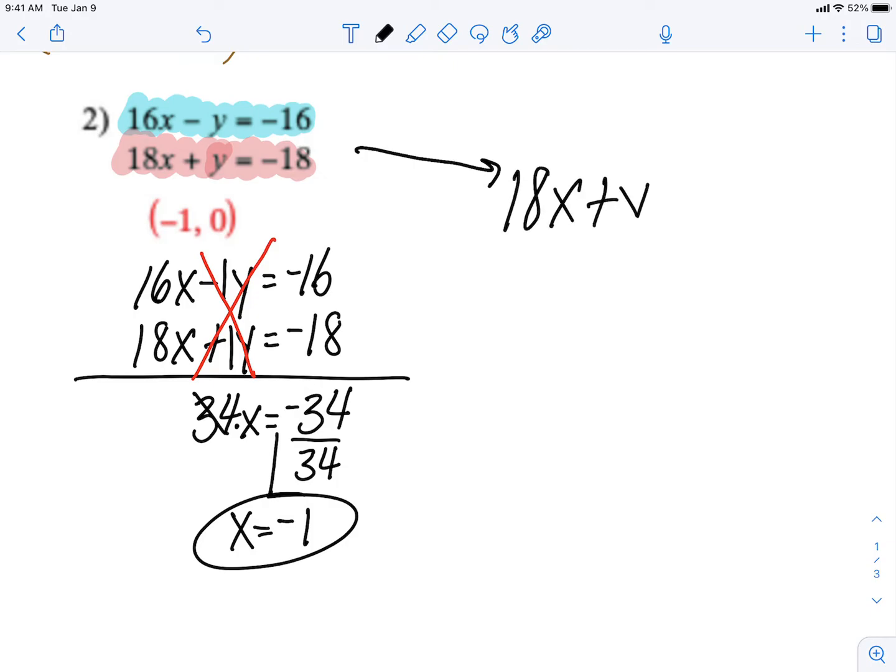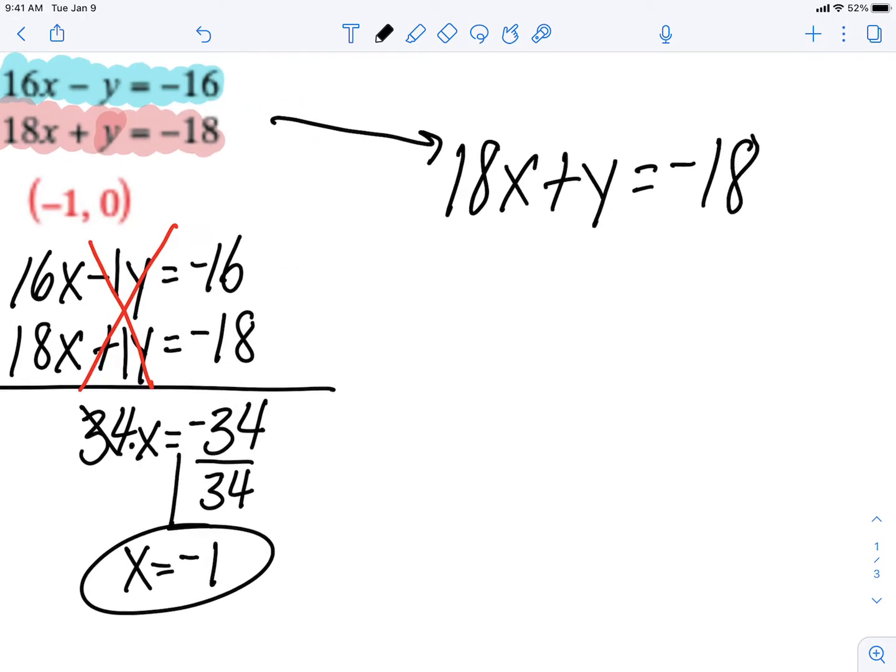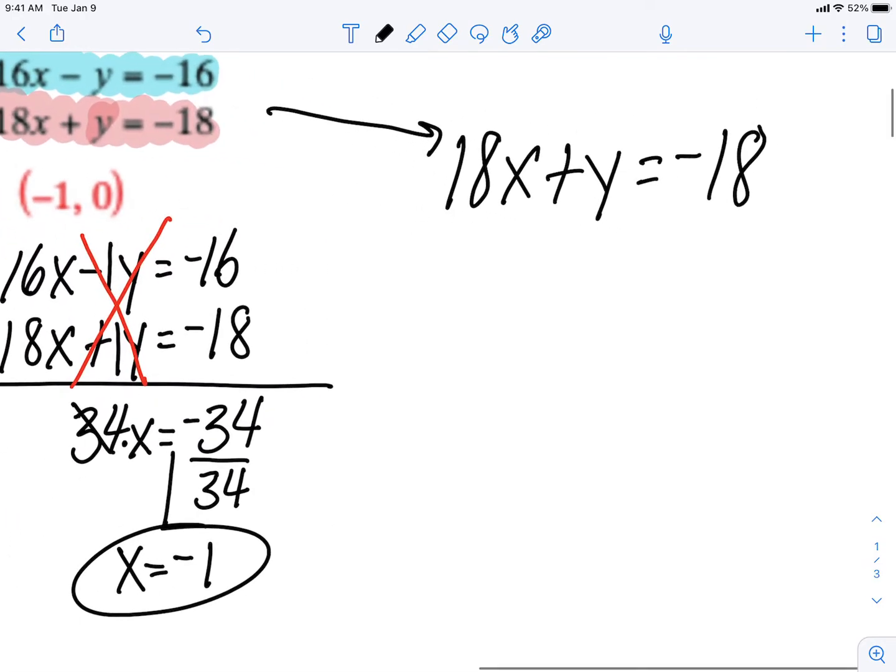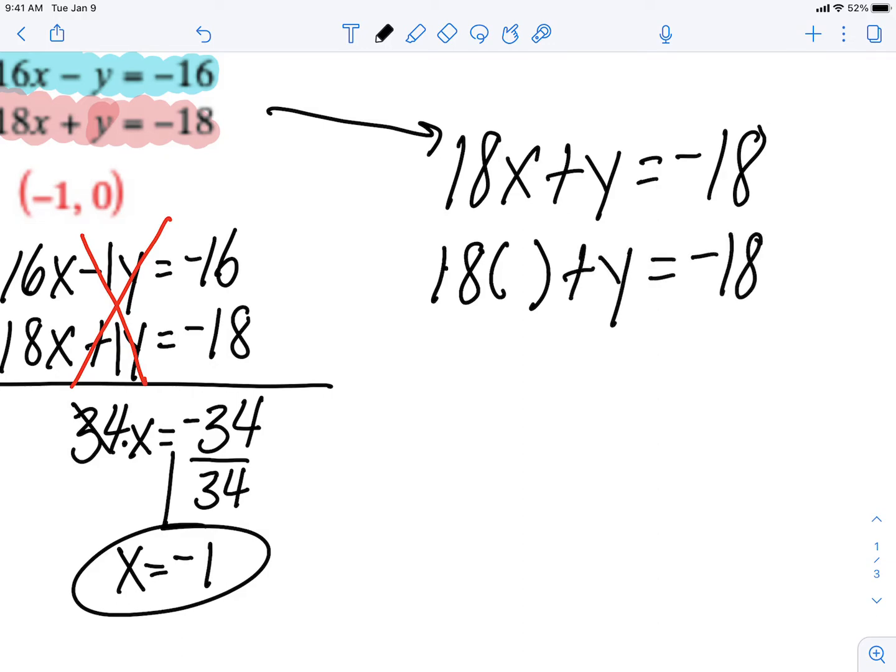18x plus y is equal to negative 18, right? So I have my x here, so I'm going to plug in x. I'm going to make x parentheses. So 18 parentheses plus y is equal to negative 18. So this x is going to go in there, which is negative 1.